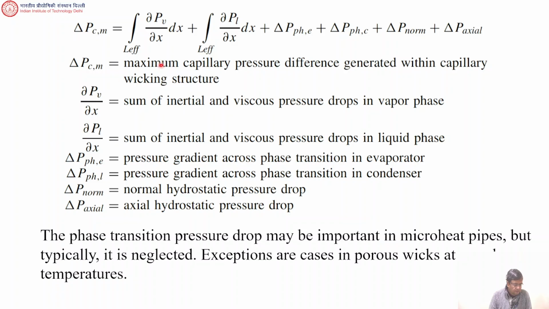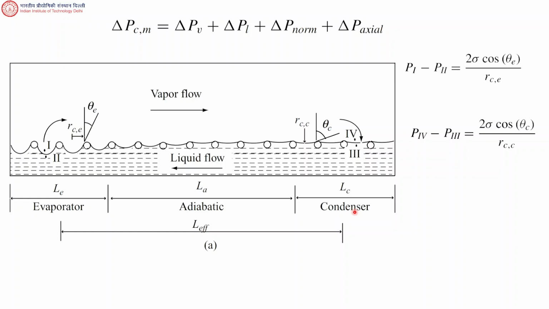So this tells you the meanings of various notations, but we'll come to this a little later. As of now, delta PCM is the maximum capillary pressure difference generated within the capillary wicking structure. This is the vapor phase pressure drop. This has got to do with the liquid phase pressure drop, and there are a few others. Okay, now let's go to this figure. So P1 minus P2 is this thing.